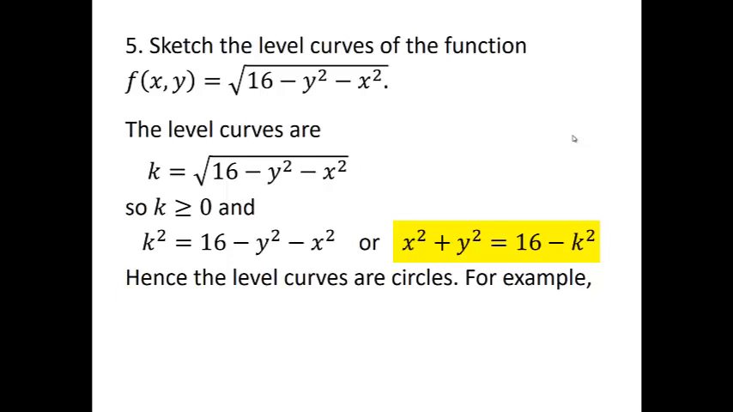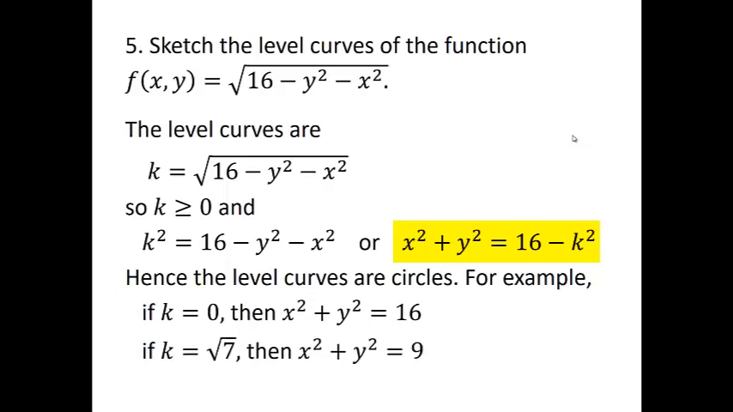And so for some specific examples, if k is 0, our level curve would be the circle x squared plus y squared equals 16. If k is the square root of 7, our level curve would be the circle x squared plus y squared equals 9.